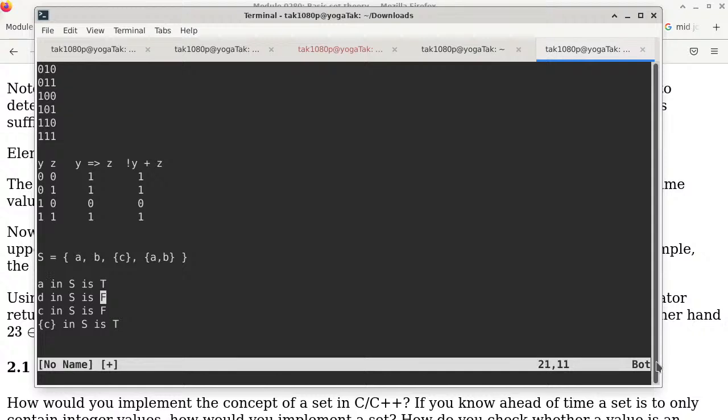Okay. But in that case, we can say the set containing A, B as an element in S is true. But A itself, this A in its own set in S, that's false. Yep, that's right.